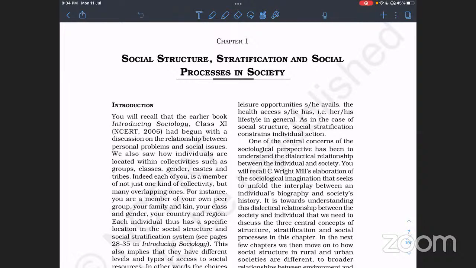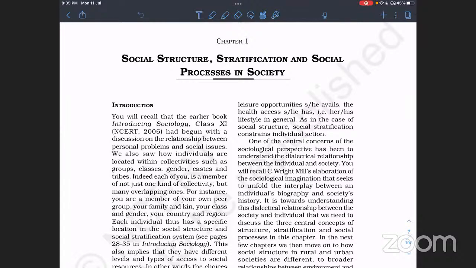Some of you may be thinking, what is this superior-inferior relationship to each other? Very simple. Some groups are placed in a superior position, some groups are placed in an inferior position, and people are always told that these people are inferior, those people are superior, and the superior people will dominate inferior people. All these are examples of stratification.